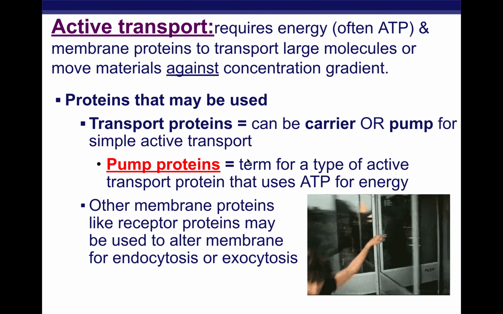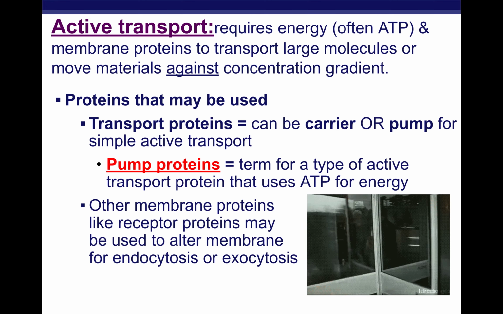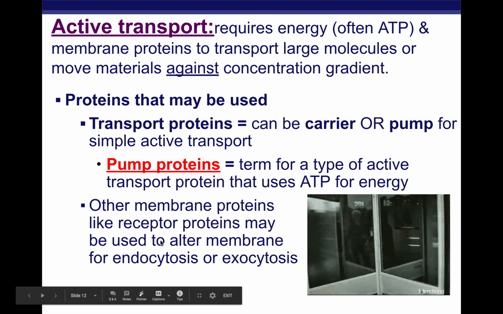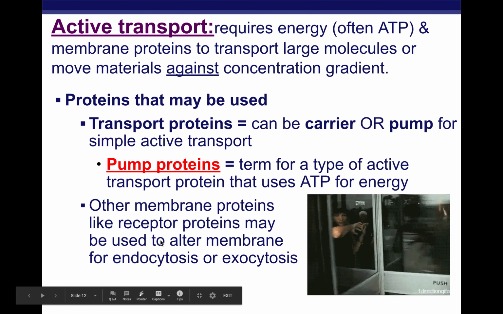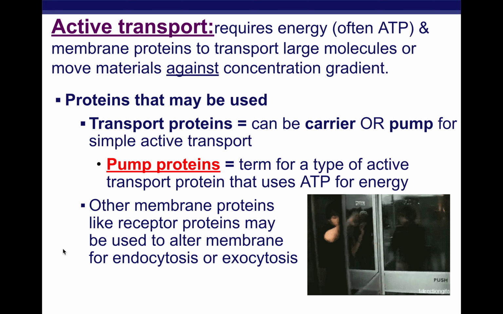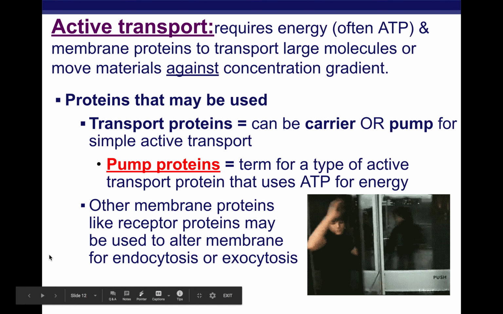If it's a pump protein, it's basically a carrier protein, but it's called a pump protein because it literally looks like it's pumping things. The amount of energy it's using creates a forceful pushing motion towards whichever side of the membrane you're trying to move stuff. And then, of course, we'll talk more about the other types of membrane proteins that might be used. Some might be considered receptor proteins. You might use enzyme proteins. You might use structural proteins in the membrane to help manipulate the membrane in other types of active transport.